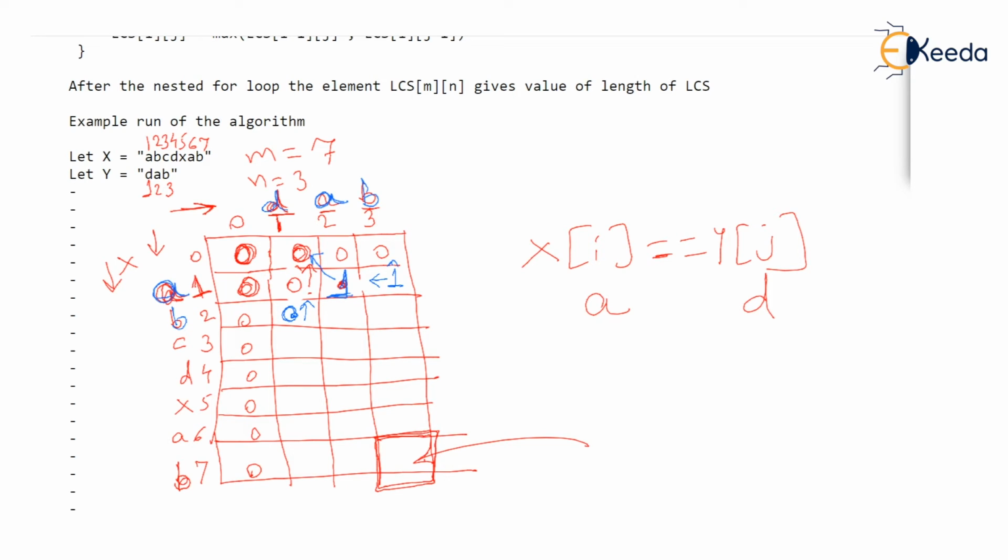Let's fill this element. Now the letters are B and A, they don't match. So we'll borrow the maximum from above or left. And the maximum is 1, which is indeed taken from above. Next is B matches B here.